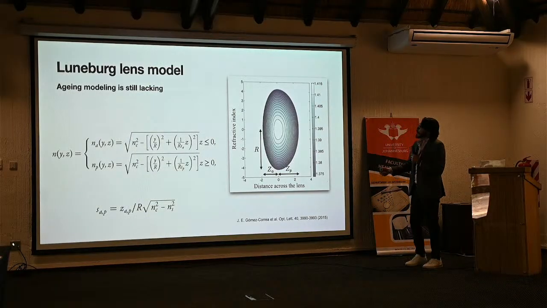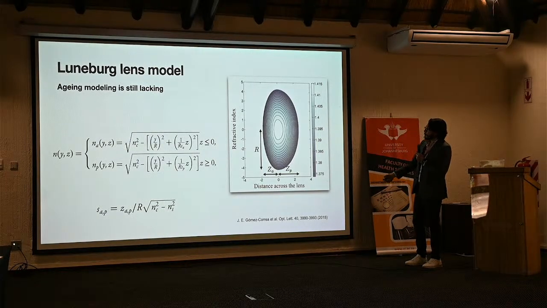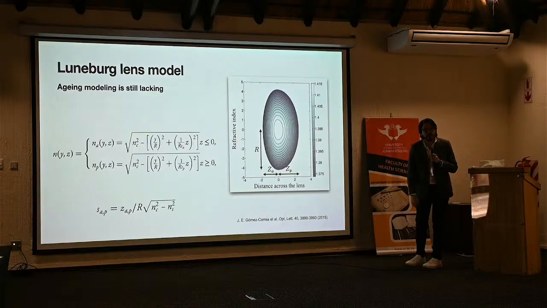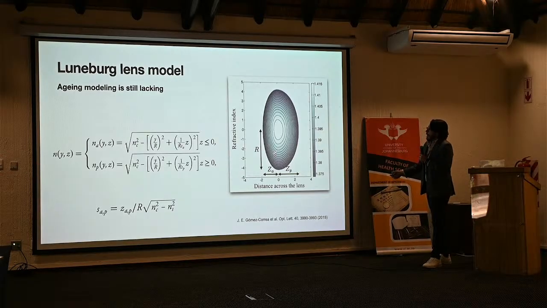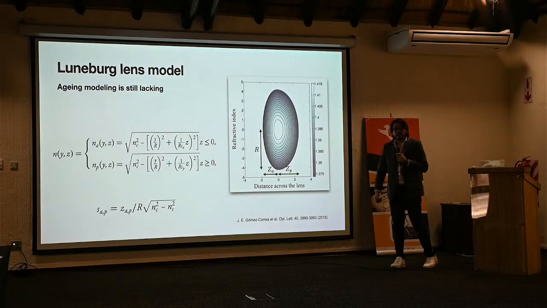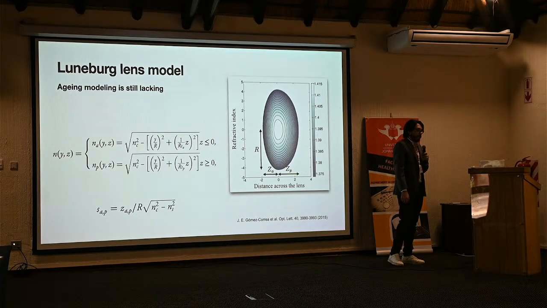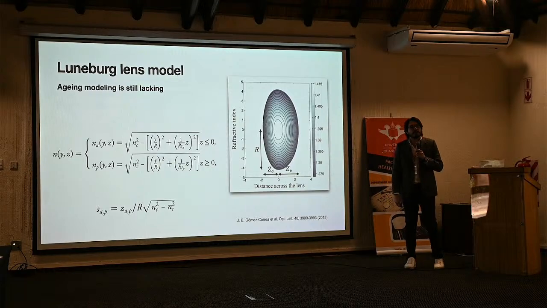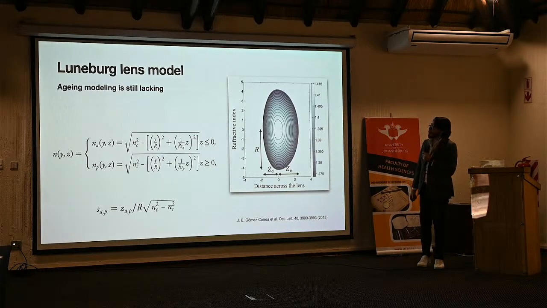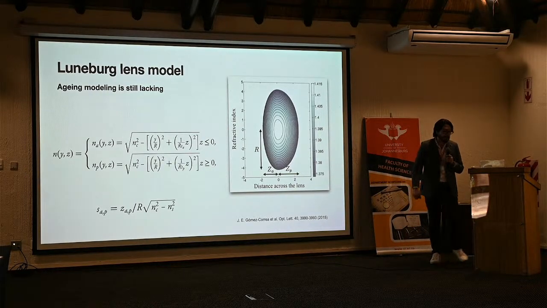For instance, the Lüneburg lens model. It's an interesting model which uses 2 functions. It is inspired by the aberration-free Lüneburg lens. And the aging modeling is still lacking. And maybe one can be wondering, how can we induce these kinds of changes in the Lüneburg lens?